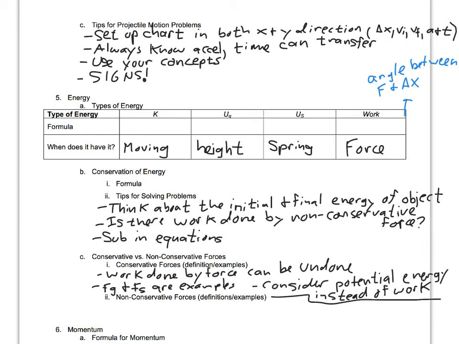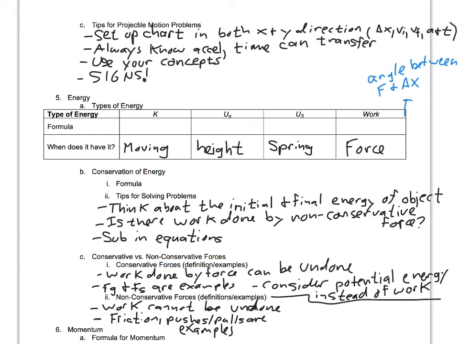On the other hand, a non-conservative force would be something where the work cannot be undone, like friction or a push or a pull. Those are really the big examples there. And in those cases, we will need to think about the work done, and we will need to put it into our equation here, because they actually do change the energy of the object.